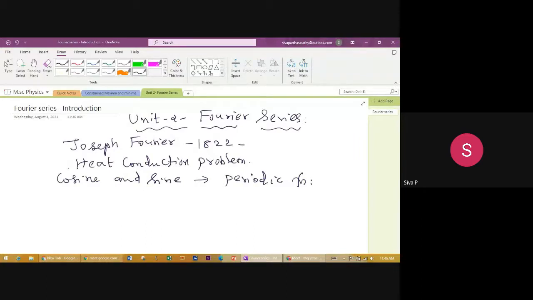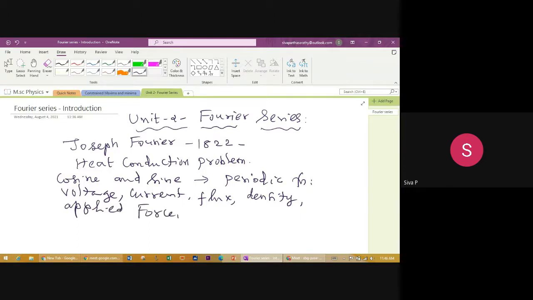See, the Fourier series is particularly suitable for expansion of periodic functions. So there are many periodic functions like voltage, current, flux, density, applied force, potential, the electromagnetic force.